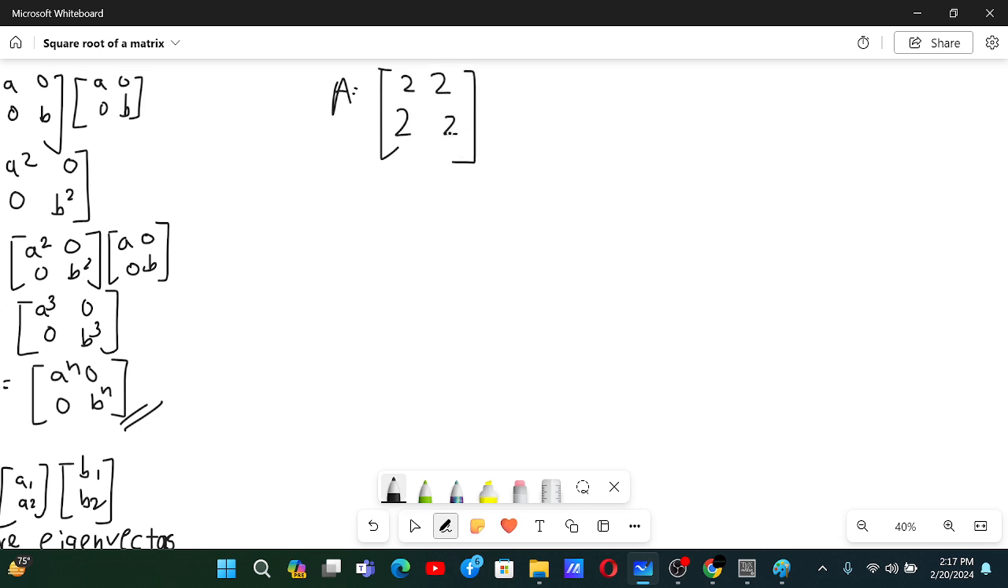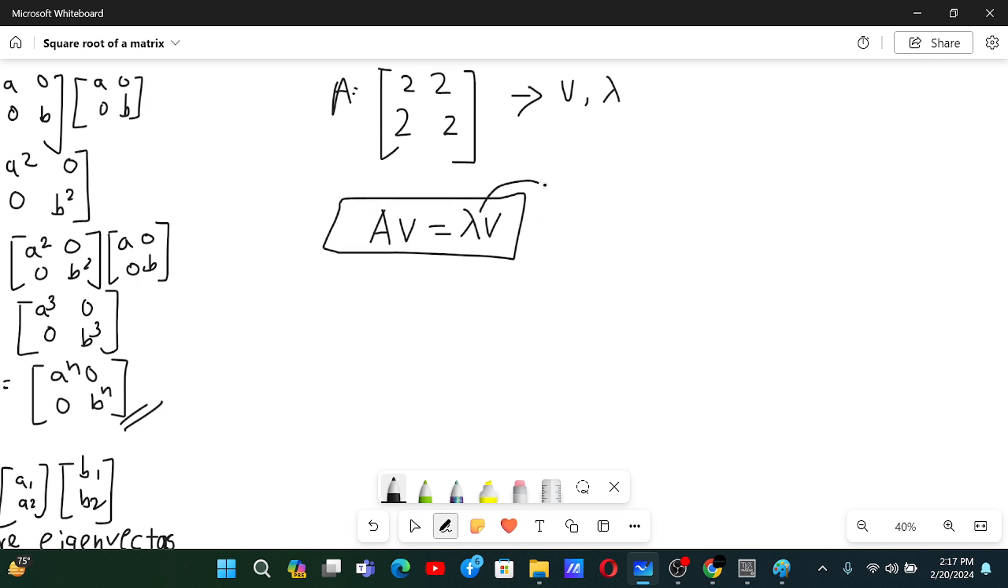Okay. So let us first go to the definition. Let's say the eigenvectors of this matrix are represented by B and eigenvalues by lambda. These things are defined by: if a matrix A is multiplied by the vector B and the result is lambda times B, then lambda is called the eigenvalue and B is called the eigenvector.